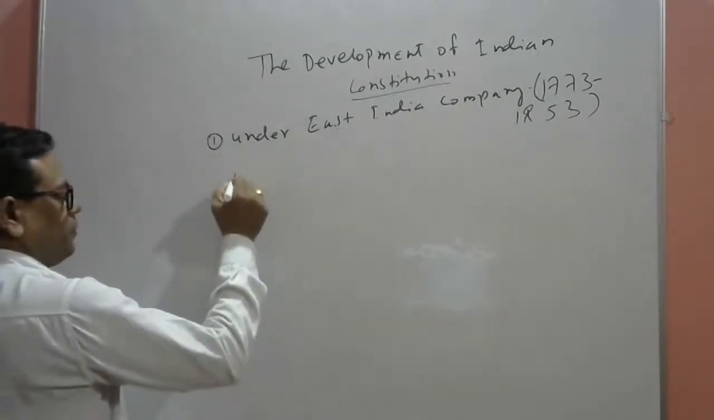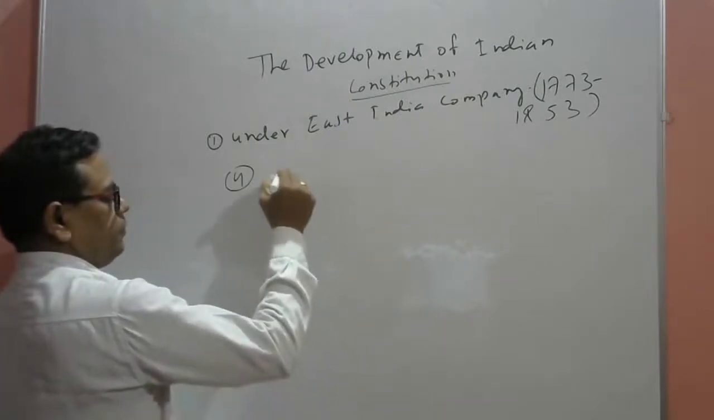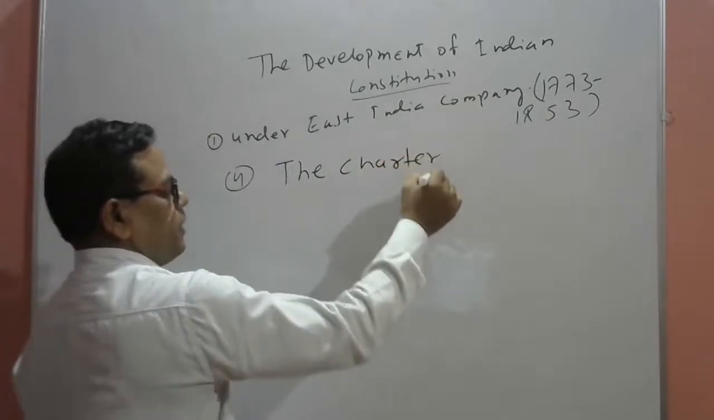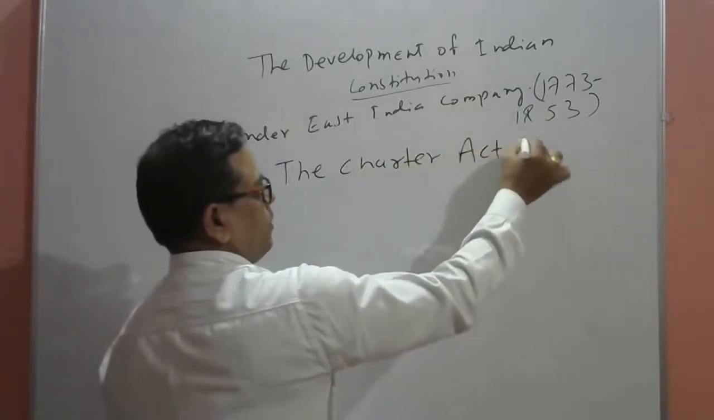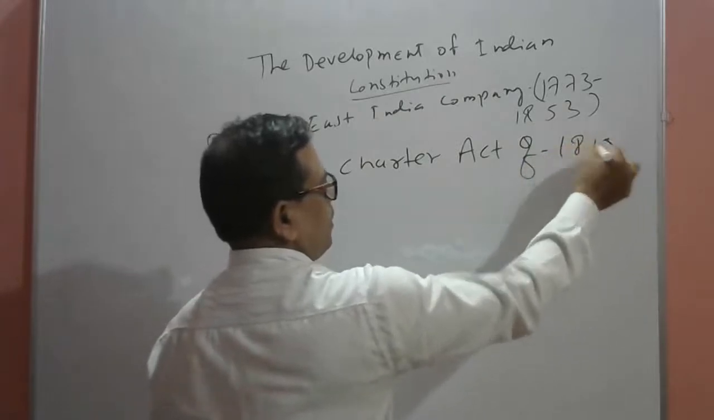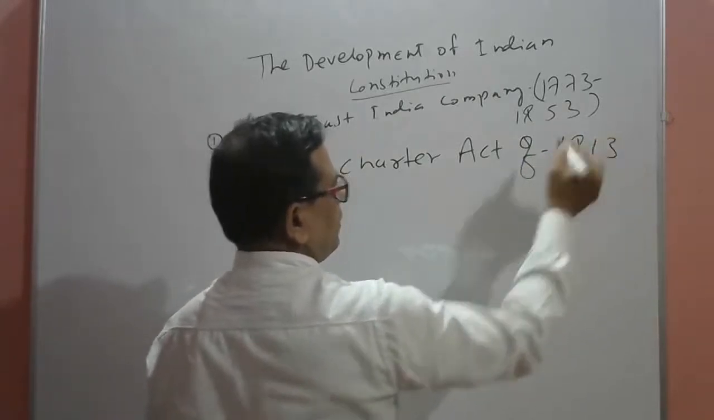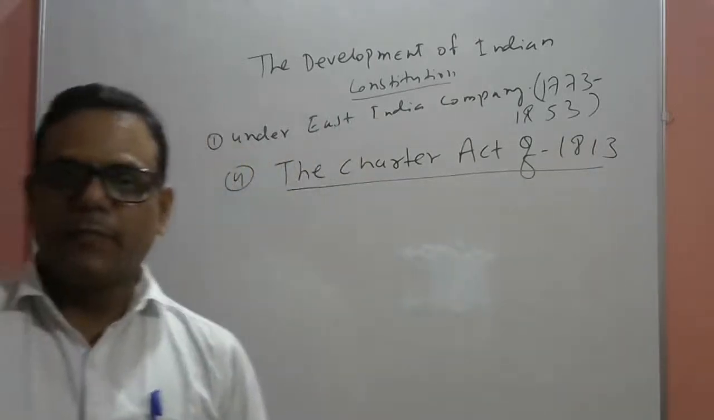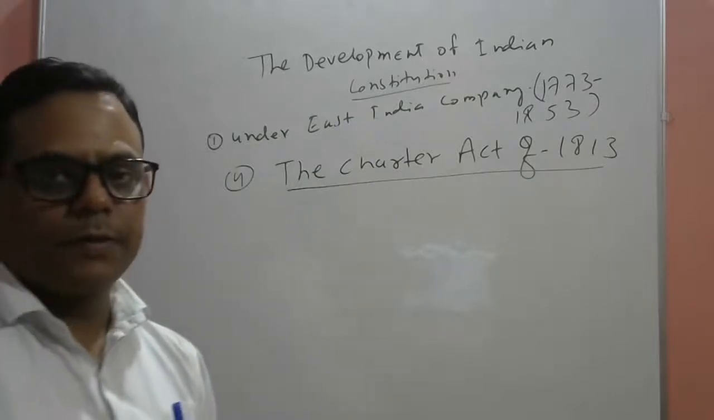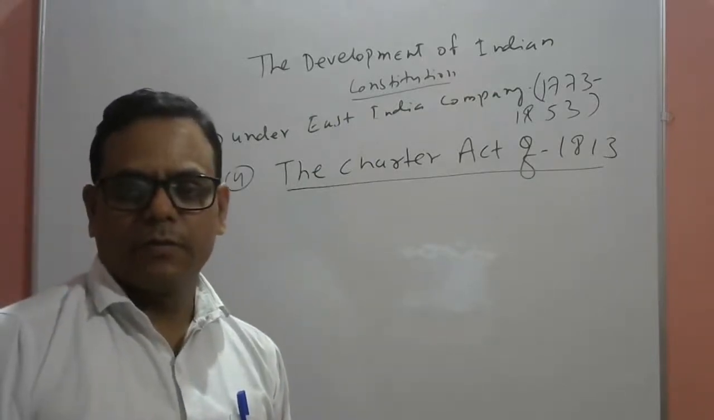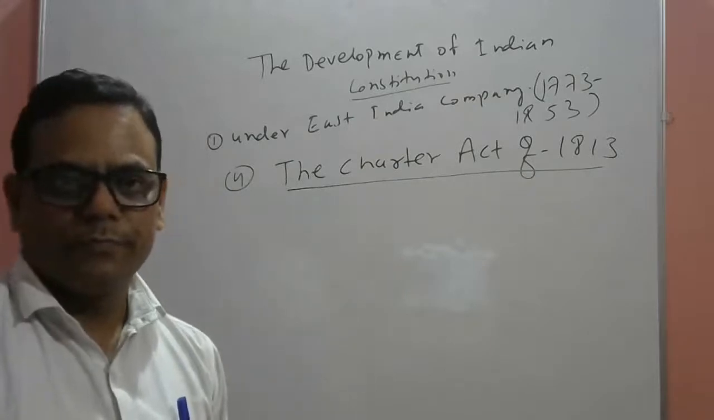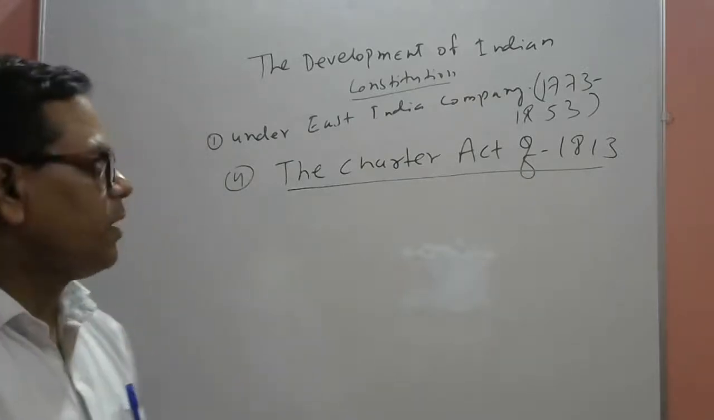And fourth, the Charter Act of 1813. This is the Charter Act. This was an important provision for development of Indian Constitution under East India Company rule. Okay, and what are the provisions?